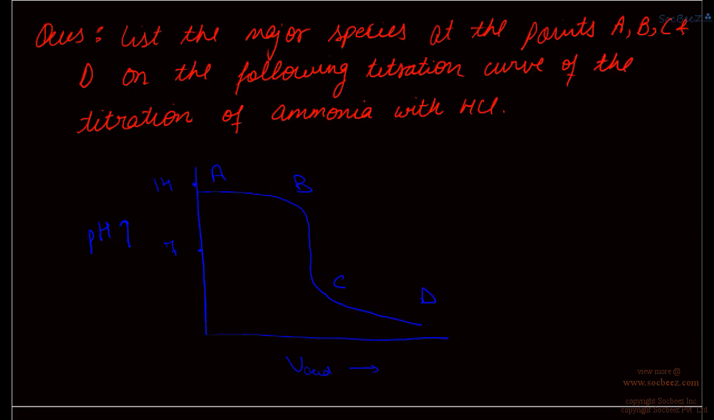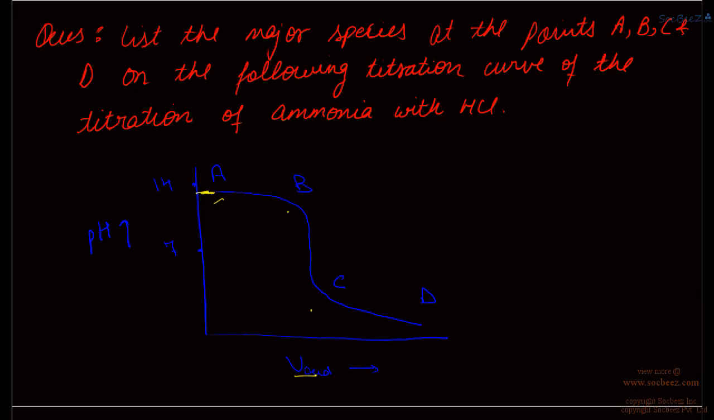This is a good question on titration. Nothing except for the graph is given, and we need to find out which species is present at the different positions A, B, C or D. So the question is saying list the major species at the points A, B, C and D on the following titration curve of the titration of ammonia with HCl. Okay. Now just see this graph closely. The point A lies here.